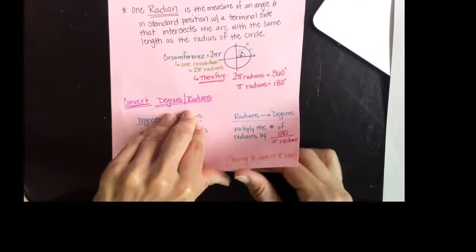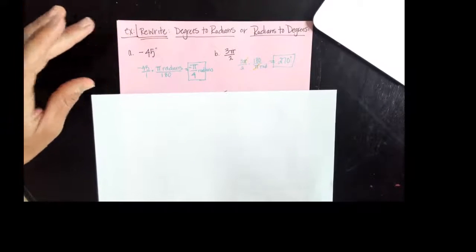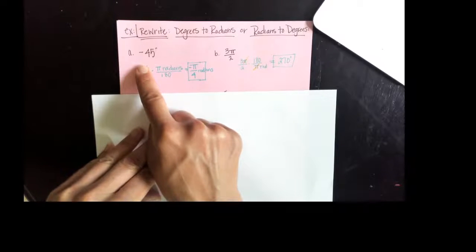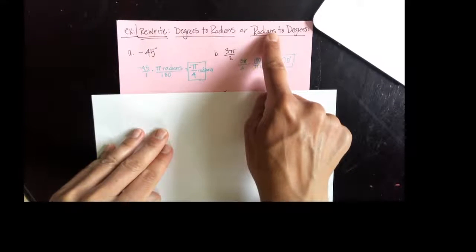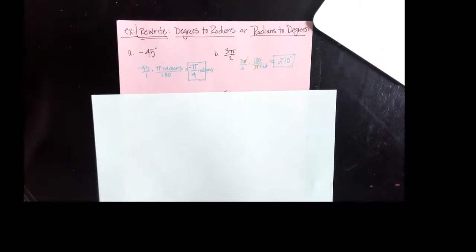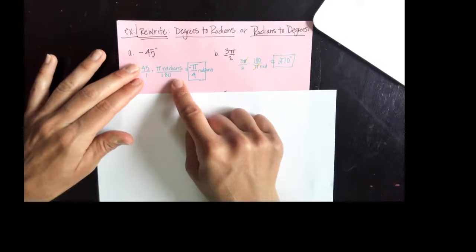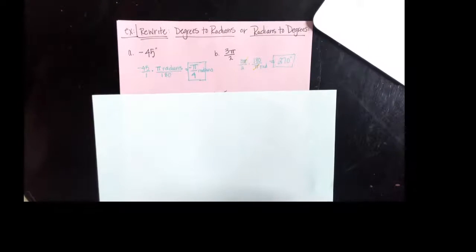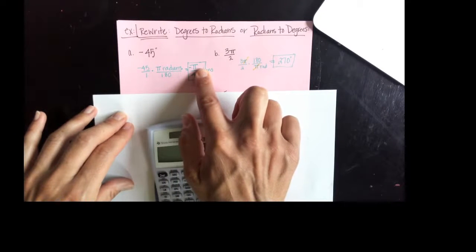So we're going to look at just a couple examples that are going to do this. What we have is negative 45 degrees. We want to rewrite degrees to radians, or if we have radians, we want to make it degrees. So I take that 45 degrees, and you'll notice I lined everything up so that it looks like both are fractions. And here's what I did. I know that my answer, if I multiply across, is going to have pi in the numerator.